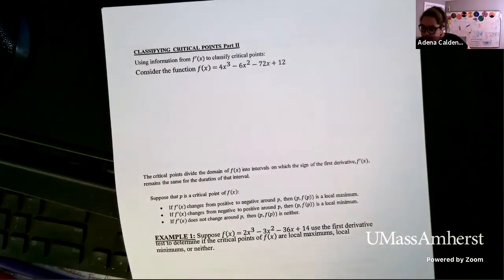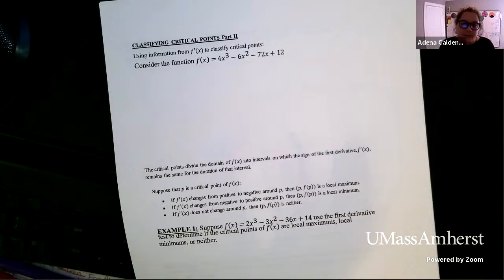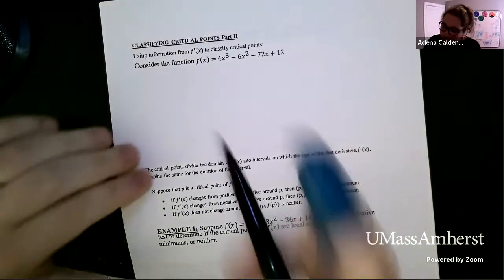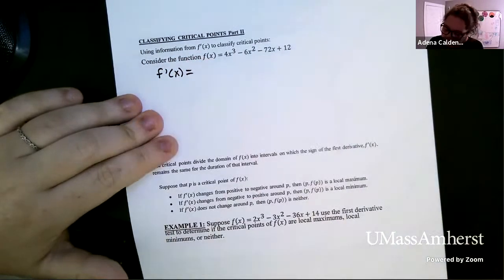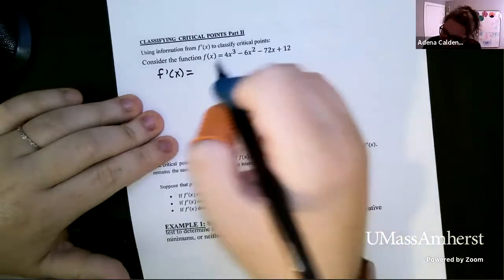The second test is what's called the first derivative test. Okay, and so again, before we even use the test, we need to know what the critical points are. This is the same function that we just looked at for the first test. So I'll quickly just remind you what the critical points were, and then we'll talk about the test.